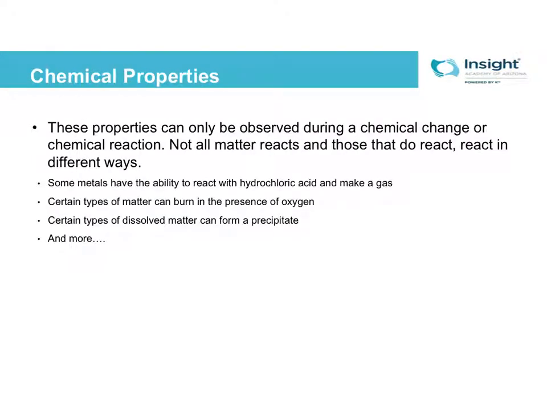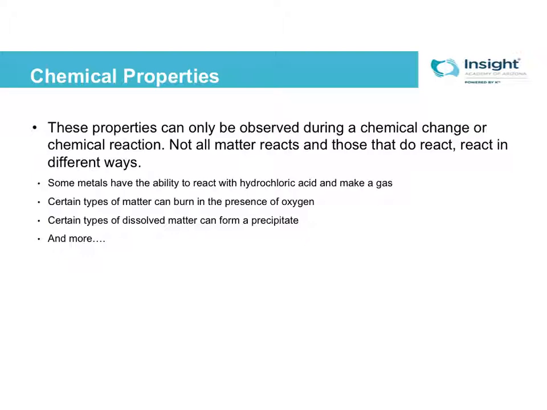Chemical properties, on the other hand, are not something you can observe just holding the piece of chemical substance in your hand. You've got to put the chemical substance through a reaction to observe chemical properties. All right, so chemical properties are related to how a substance reacts or what kinds of reactions it might go through. All right, so like a chemical property of some metals is that they react with hydrochloric acid to make a gas.